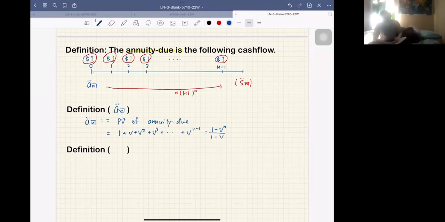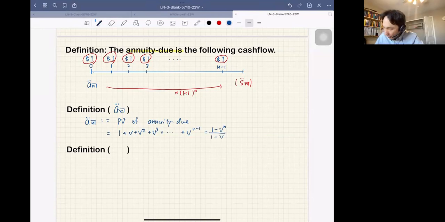And so there are several ways to express this. So remember that we have notation d. So v plus d is equal to 1. So d is called the discount factor. So we can write this as (1 minus v to the power n) over d.